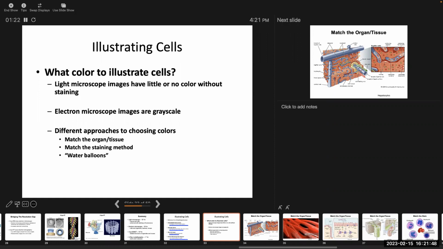Remember that electron microscope images are always grayscale. They're always black and white. That picture I showed of the cannabis leaf from Ted Kinsman was all bright and colored, but that was all artificial.